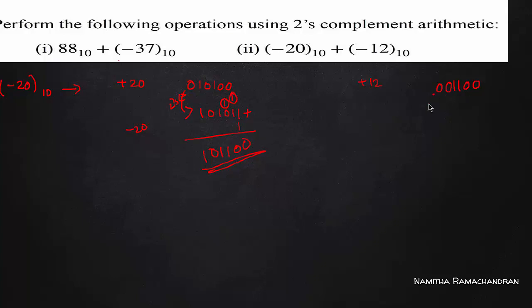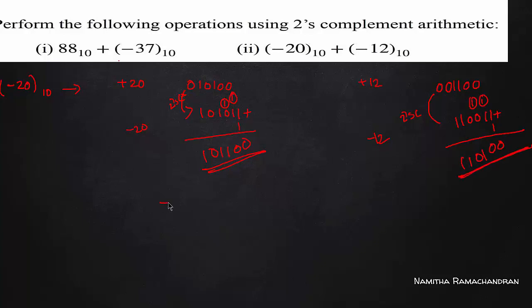And what about this? We need minus 12. So take the 2's complement form. 1, 1, 0, 0, 1, 1. Then 1's complement plus 1. 0 carry 1, 0 carry 1, 1, 0, 1, 1. Right?